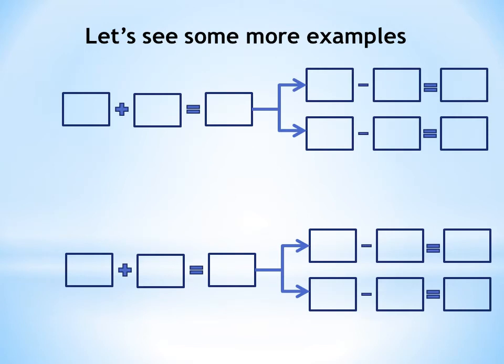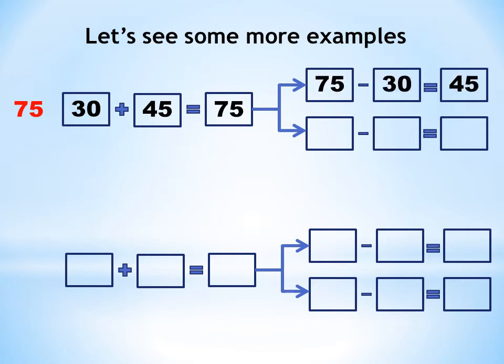Let's see some more examples. Example 1. Here we have number 75. If we add 30 and 45, we get 75. Of this addition, we can get 2 subtractions as follows. Subtraction will be 75 minus 30 is equal to 45. And another subtraction will be 75 minus 45 is equal to 30.